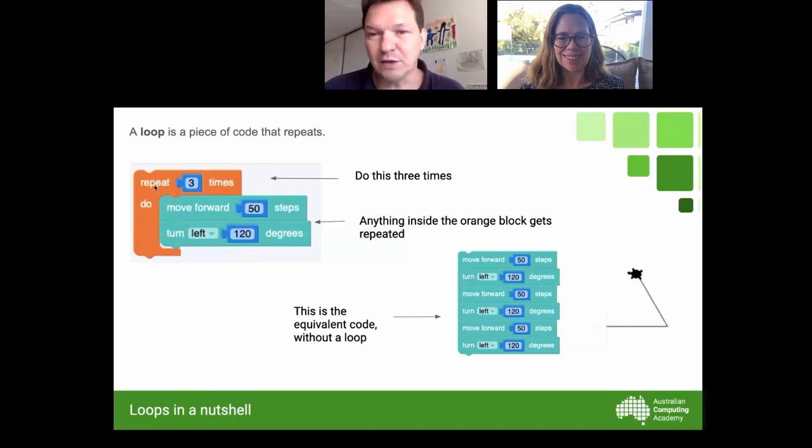Here on this slide, we are drawing a little triangle. We move forward, and then turn left 120 degrees, not 90 degrees, because we're drawing a triangle, not a square. We repeat this 3 times. A triangle has 3 sides, and that means we need 3 repetitions.